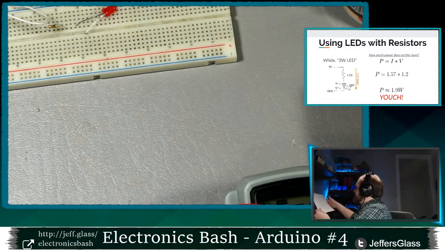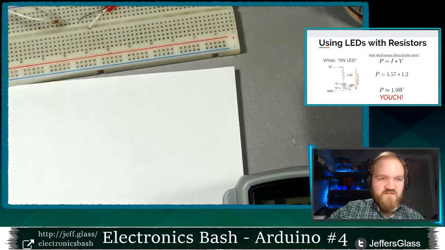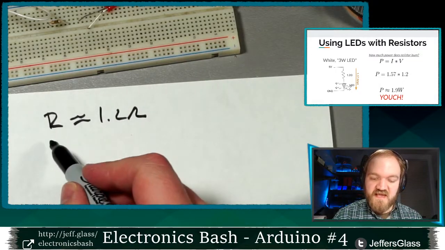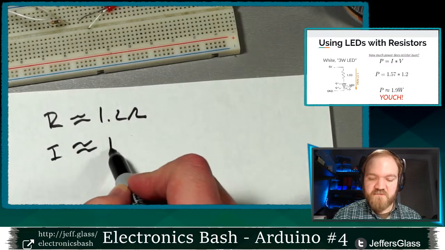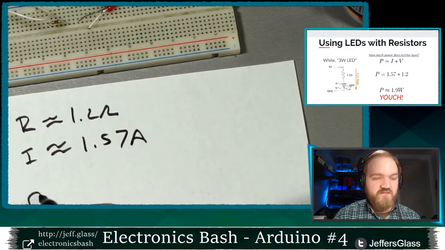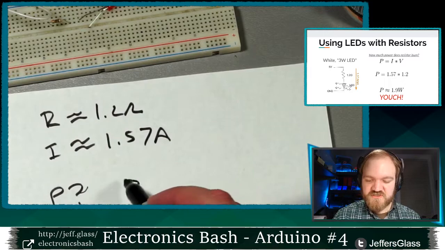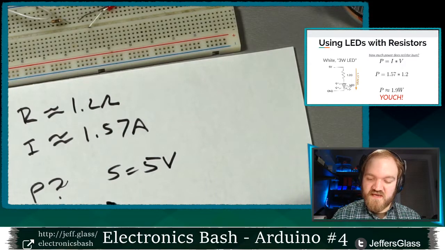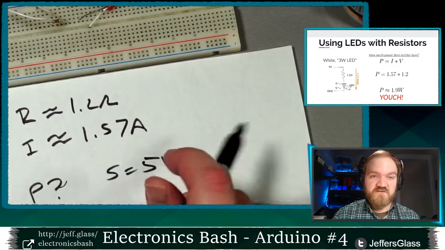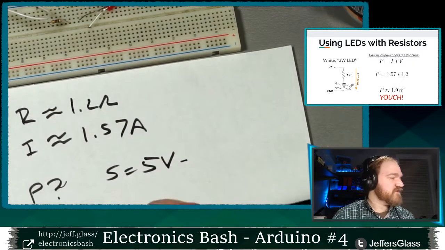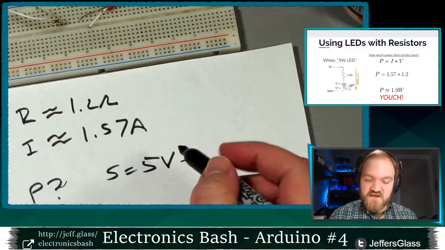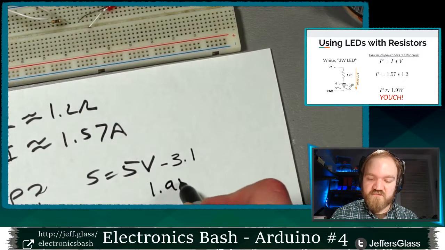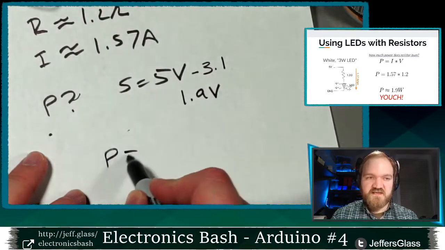Let's see here. So we said our resistance was going to be about 1.2 ohms, and we knew our current is about 1.57 amps. And what we're looking for is power. We know our total voltage is 5 volts, but the individual voltage... Oh, that's what I've done. Yes, I've just typoed here. So the individual voltage across our LED, we said, is going to be about 5 volts minus 3.1 volts, or about 1.9 volts. So our total power is P equals IV.